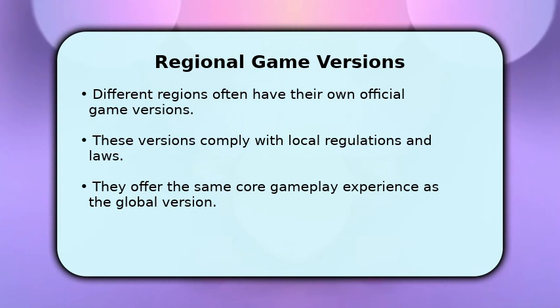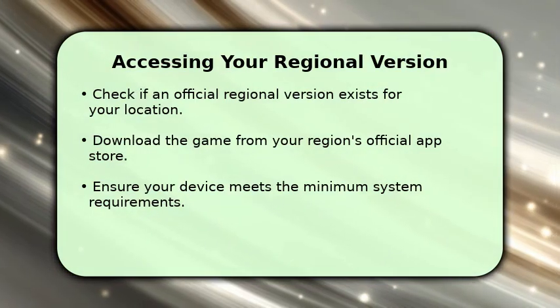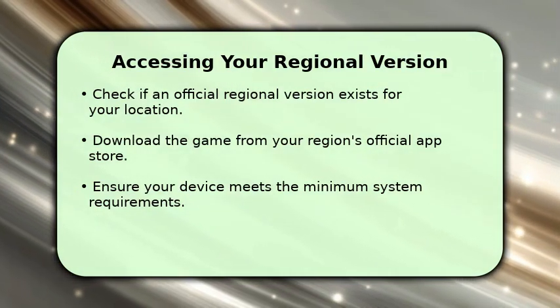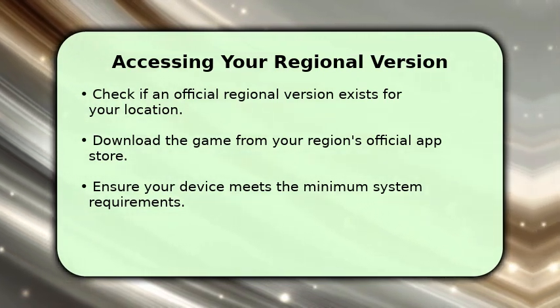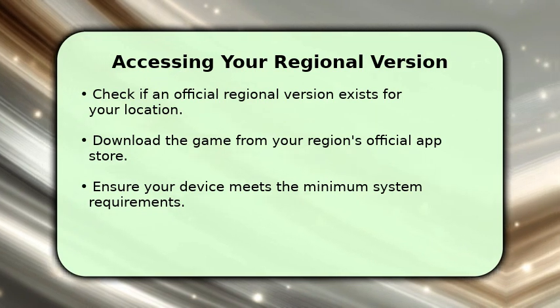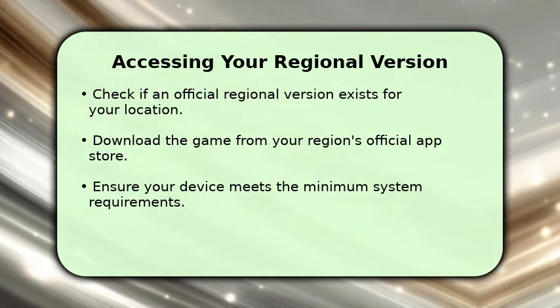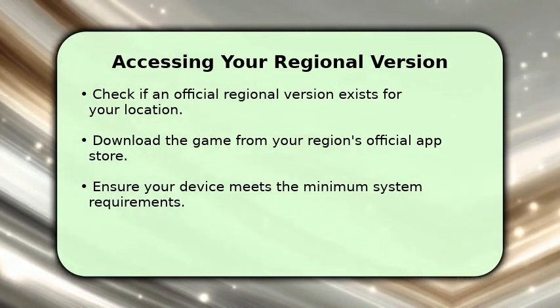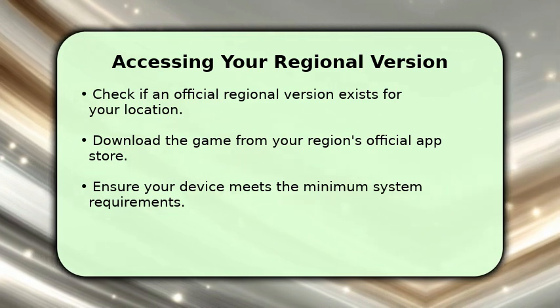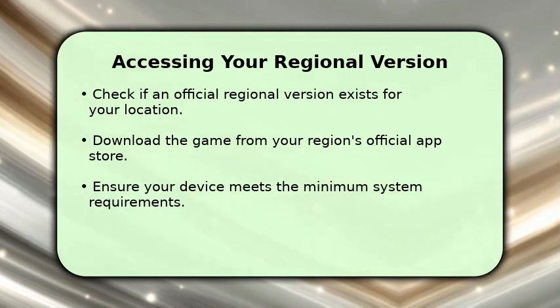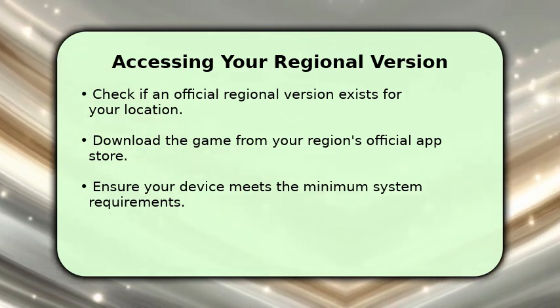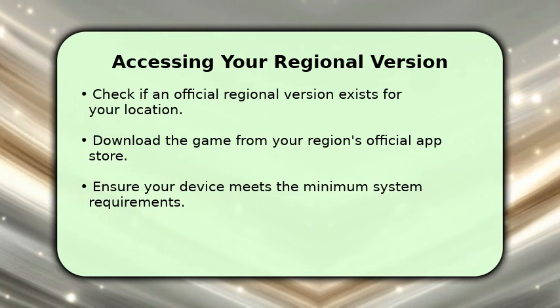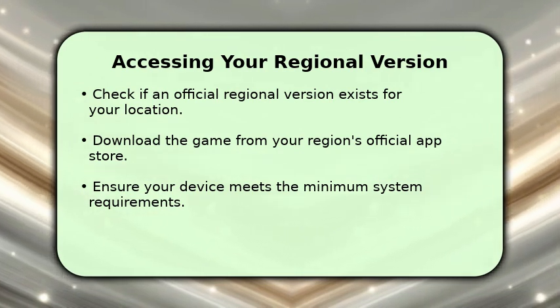any access issues. To access your regional version, first, verify if one is available in your country. You can usually find this information on the official PUBG Mobile website or through local gaming news. Once confirmed, simply download the game directly from your region's official app store, such as the Google Play Store or Apple App Store. This ensures you receive legitimate updates and a secure gaming environment.